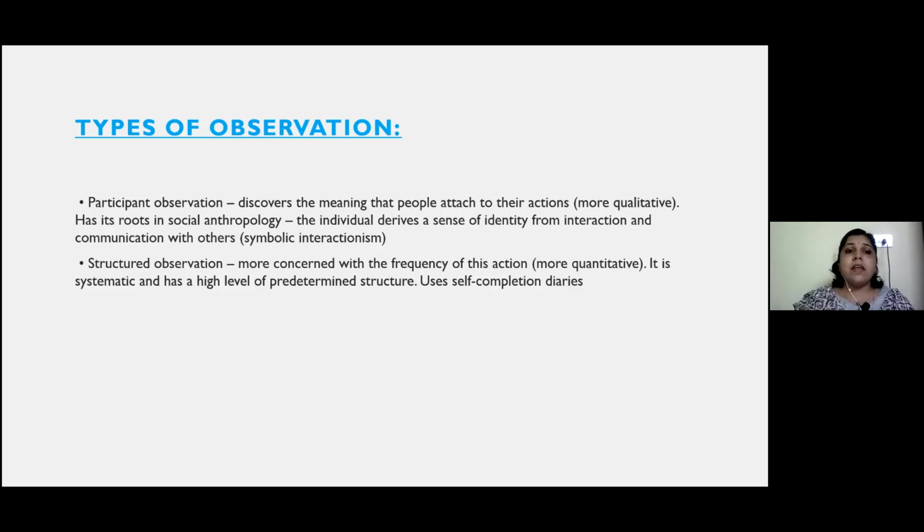For example, in social anthropology, the individual derives a sense of identity from interaction and communication with others. That means symbolic interactionism is actually nothing but how a person interacts and communicates with others, and that can be done only by observation of the participant.